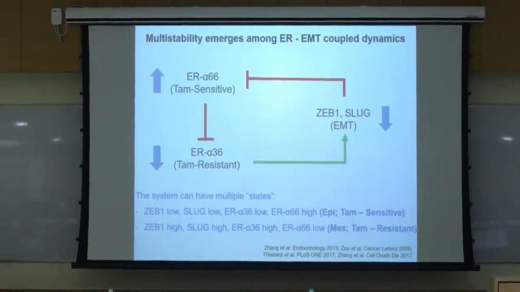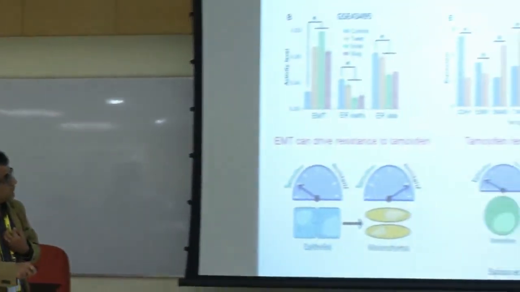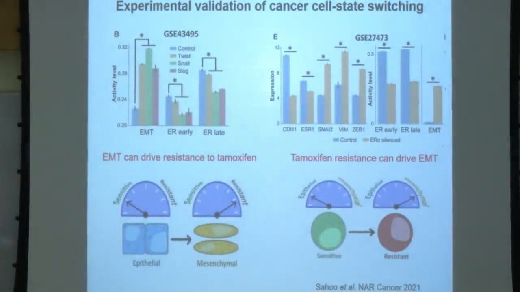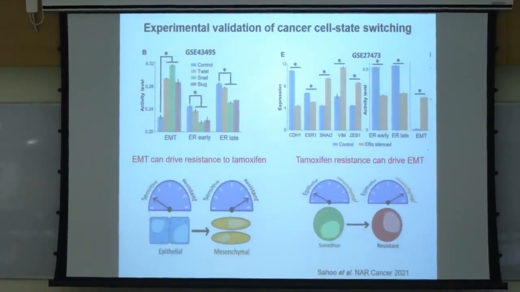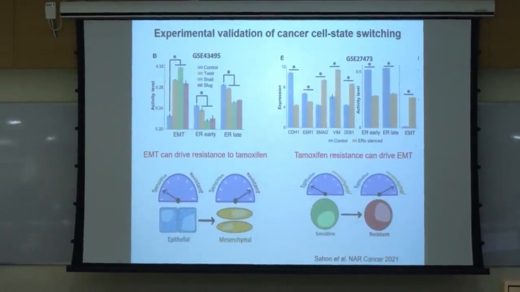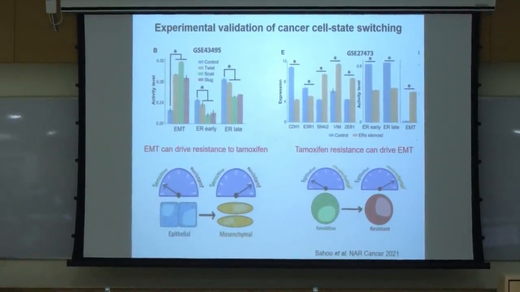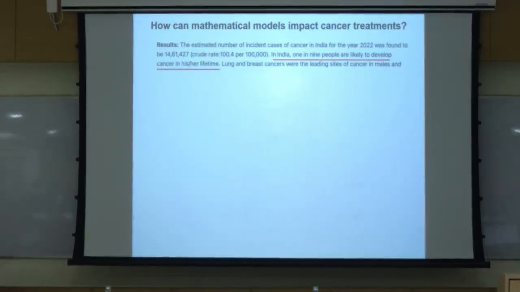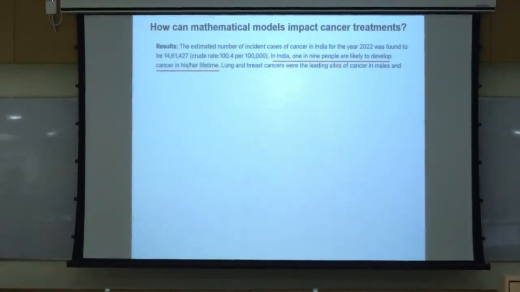Cells can switch back and forth between these states, and this is exactly what we found when we looked at the experimental data: when you make cells more migratory, they become drug resistant, and when you make cells more drug resistant, they become migratory. So in both scenarios, the clinical implication is, let's say a patient is being treated with this drug, which happens in the most common scenario. Some cells in this cancer are becoming more aggressive, more metastatic as a consequence of the therapy that is being given. So how can mathematical models impact cancer treatments?